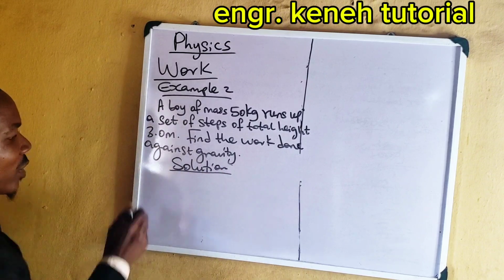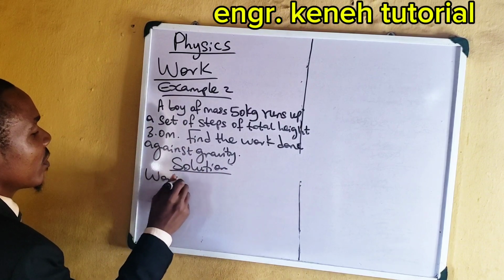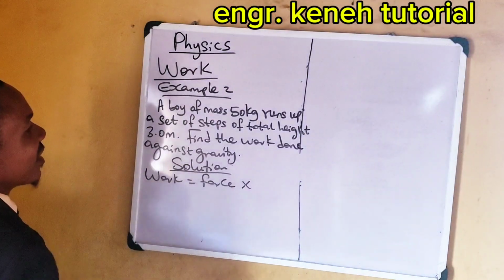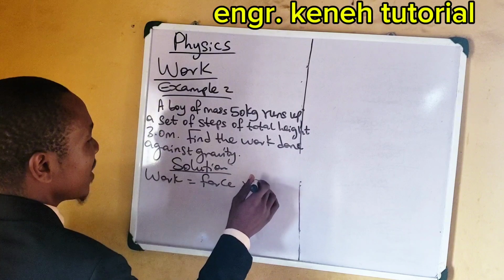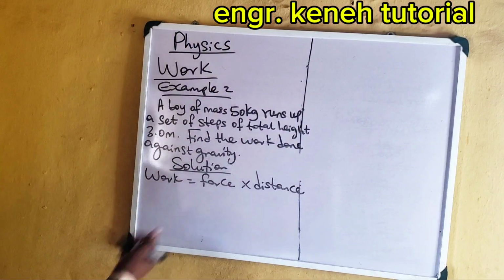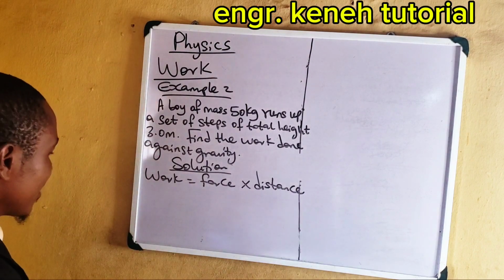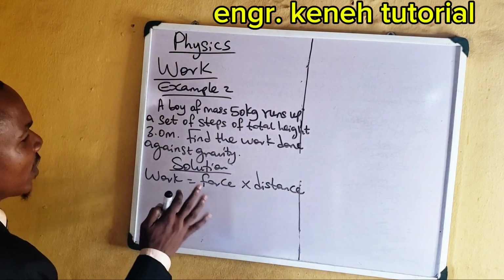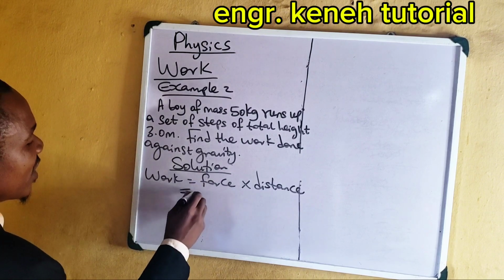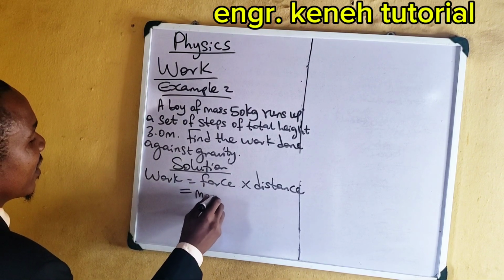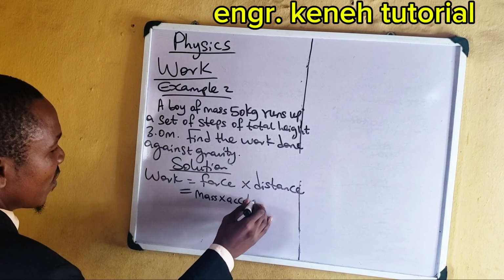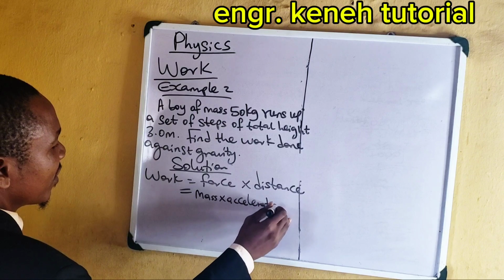All right, I told you that work is equal to force times distance. Force times what? Distance, like this. Work is equal to force times distance. So let us substitute, but they gave us mass instead of force. But we know that force is equal to mass times what? Acceleration. Force is equal to mass times acceleration.